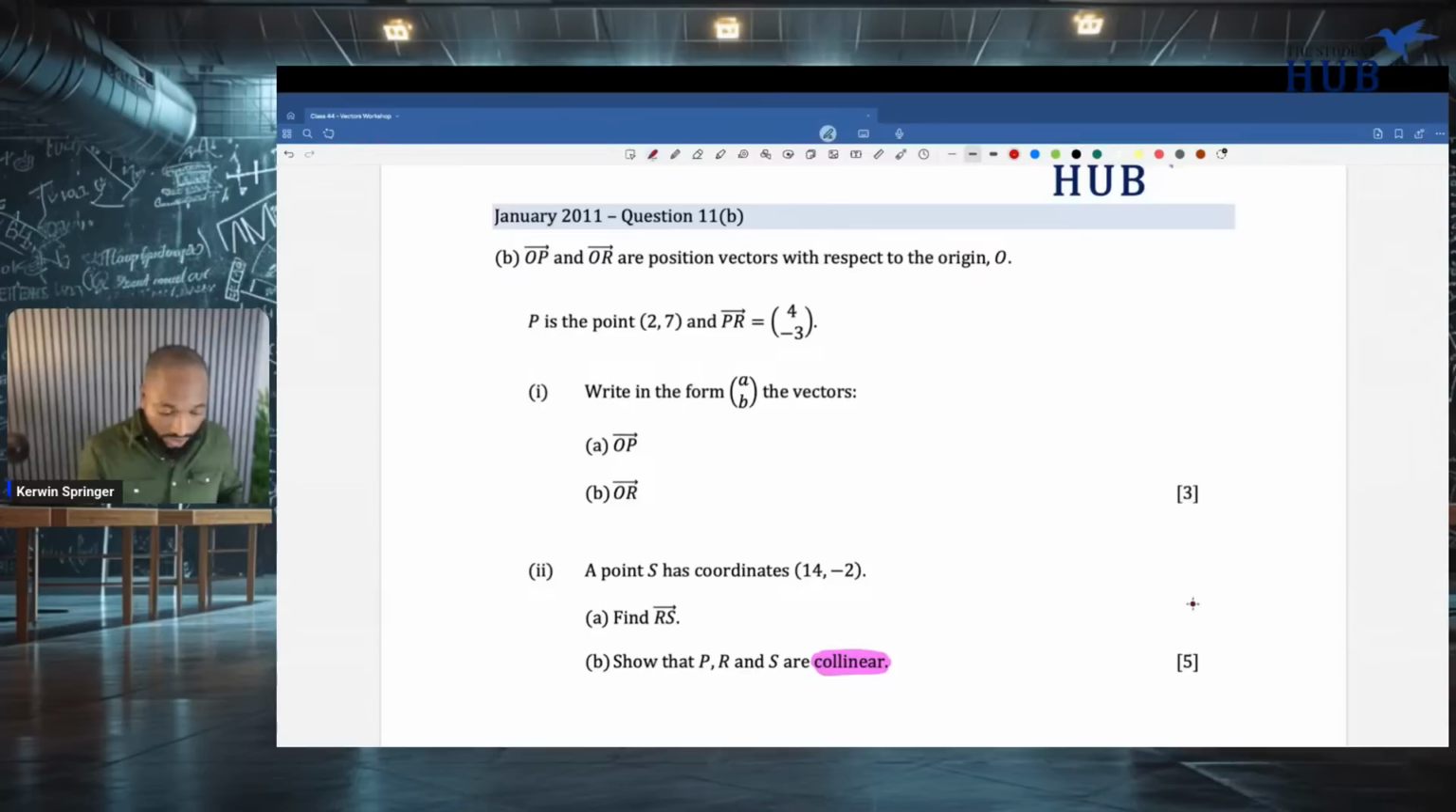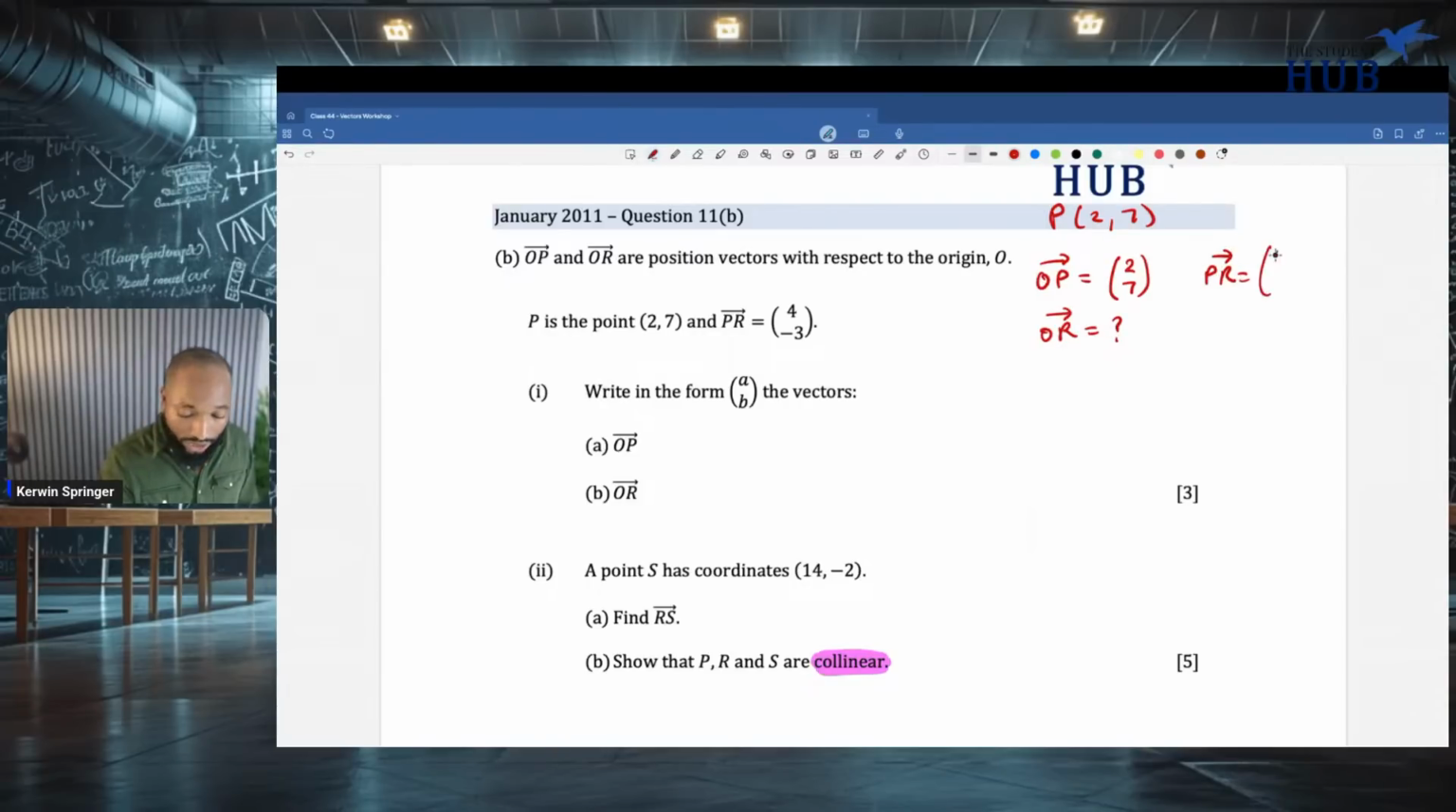It's coordinate. So OP, for those of y'all who just came in, if they give you OP, I need you all to understand this is the easiest question for CXC. If they give you a point P is 2, 7, what is OP? Folks, just take the 2, 7 and write it like this. Even if you don't understand vectors, you can get that 1 mark. What is OR then? Well, we don't have OR, but we do have PR.